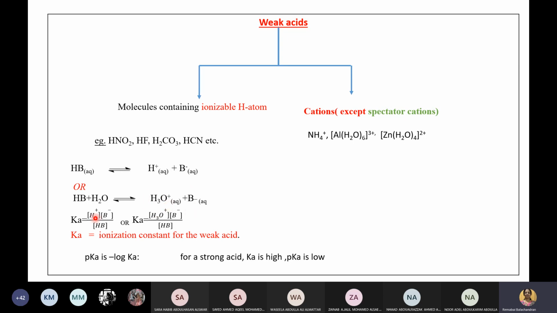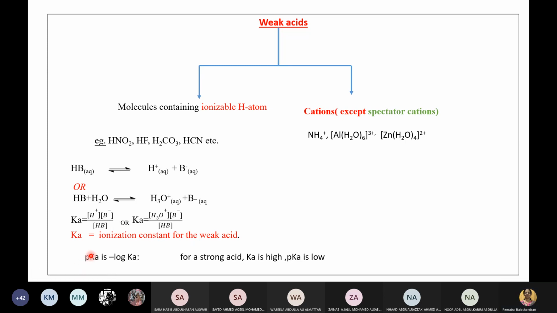Now Ka is equal to the concentration of the products over the concentration of the reactant. You can write Ka as the concentration of H plus times the concentration of B minus over the concentration of HB, or the concentration of H3O plus times the concentration of B minus over the concentration of HB. So this K is the ionization constant for a weak acid. Is it okay? Ka is the equilibrium constant or ionization constant for a weak acid.